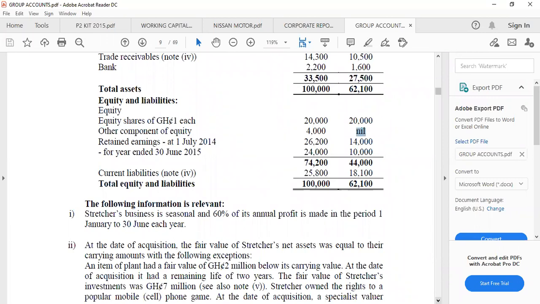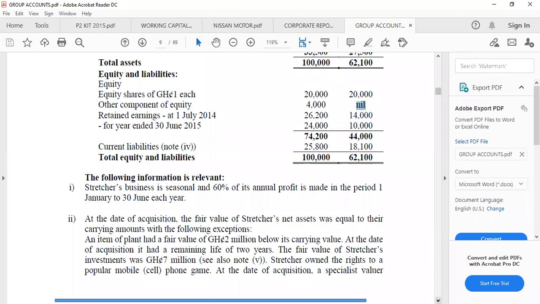At the date of acquisition, what happened? Please scroll up a bit, sorry. The fair value of Stretcher's net assets was equal to their carrying amount, with the following exceptions. An item of plant had a fair value of 2 million below its current value. At the date of acquisition, it had a remaining life of 2 years.